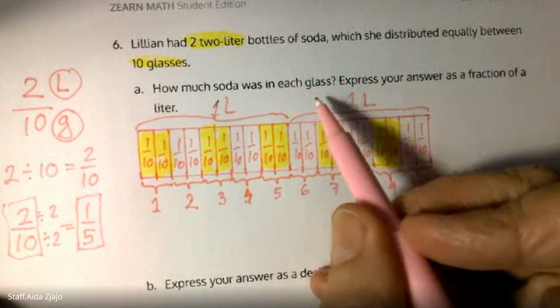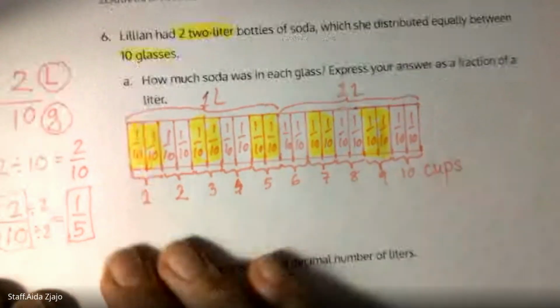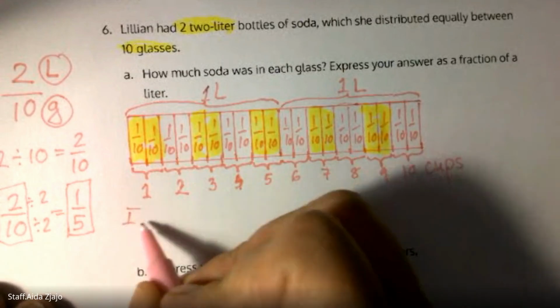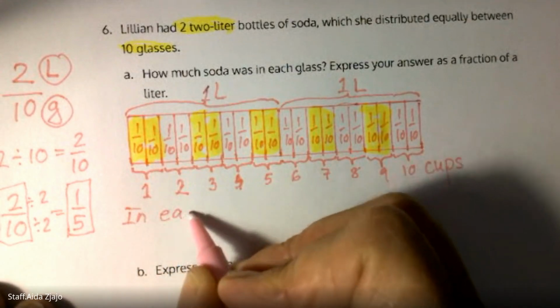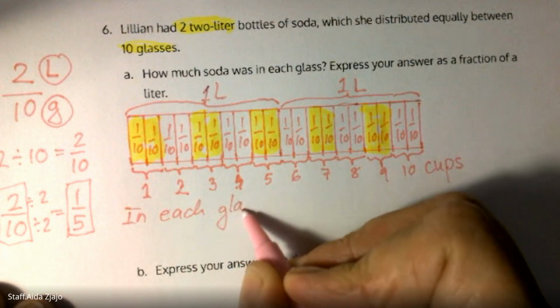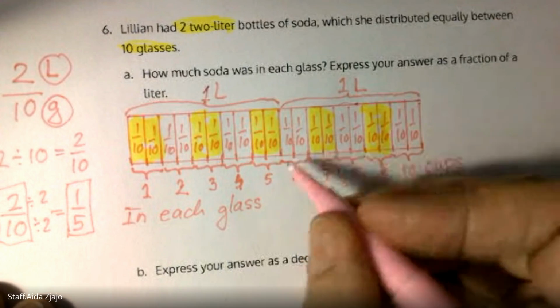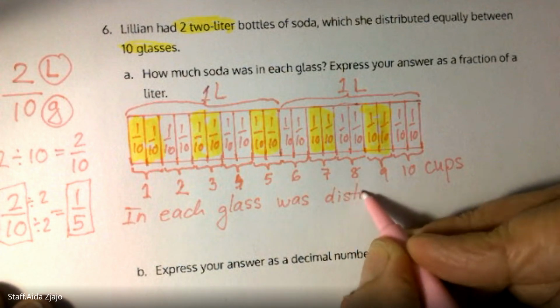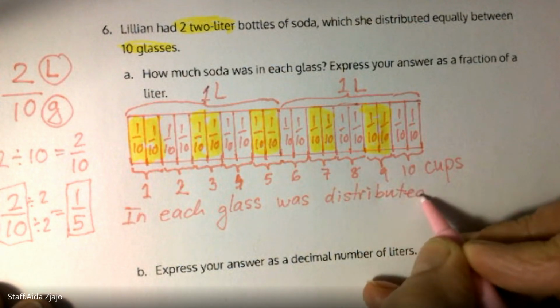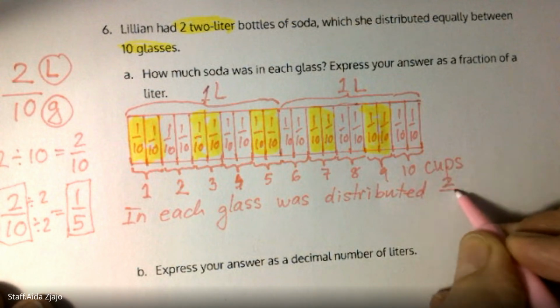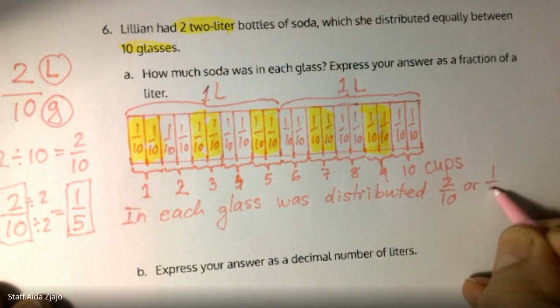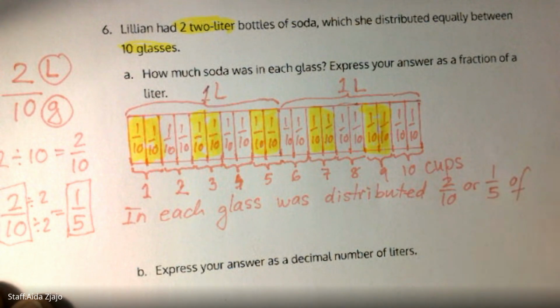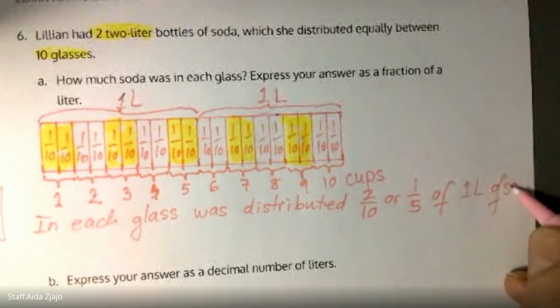How much soda was in each glass? In each glass was distributed 2/10 or 1/5 of 1 liter of soda.